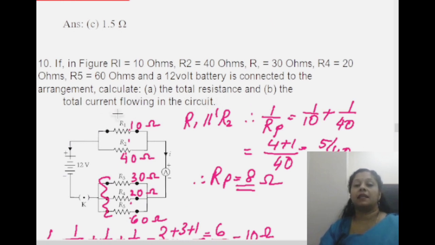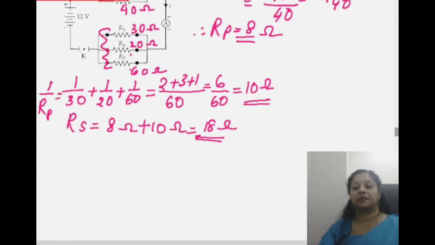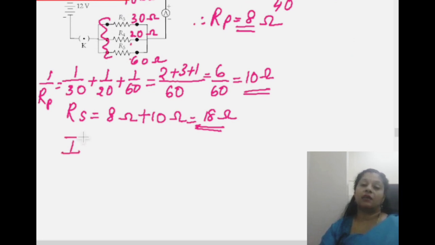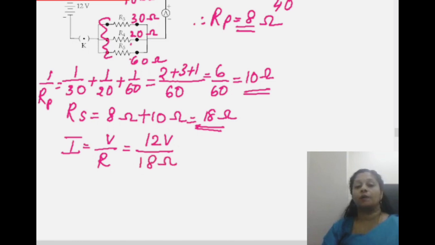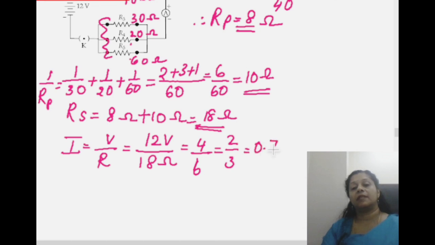But they are asking the total current flowing in the circuit. Battery is 12 volt. So we know that I is equal to V upon R. V is 12 volt by 18 ohm. So this will go as 4 by 6, so 2 by 3, about 0.7 ampere.